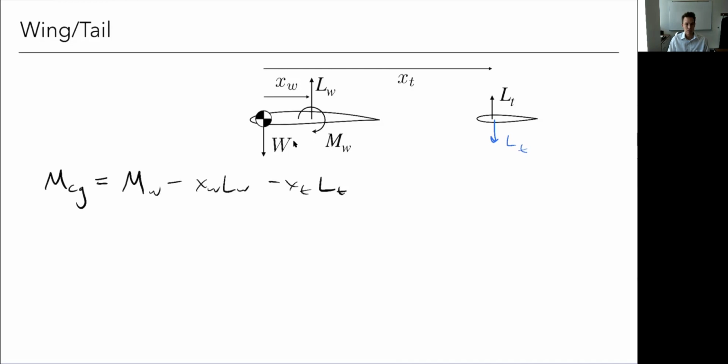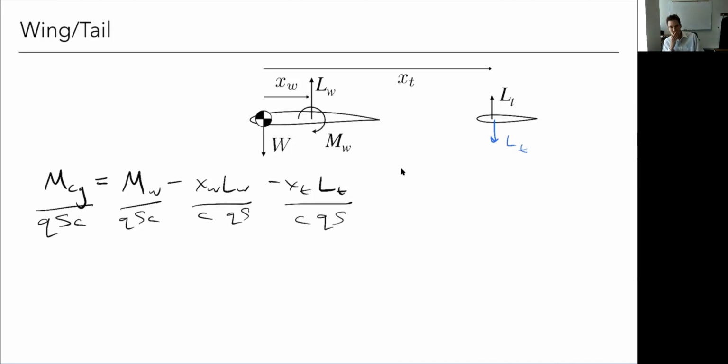I can then normalize this. This is actually the main thing I want to show you. Let's divide this by Q, S, and C, where S is S ref and C ref is our mean aerodynamic chord. So do the same here. We'll do the same here. I'm going to write it this way. And then here also Q, S, C.